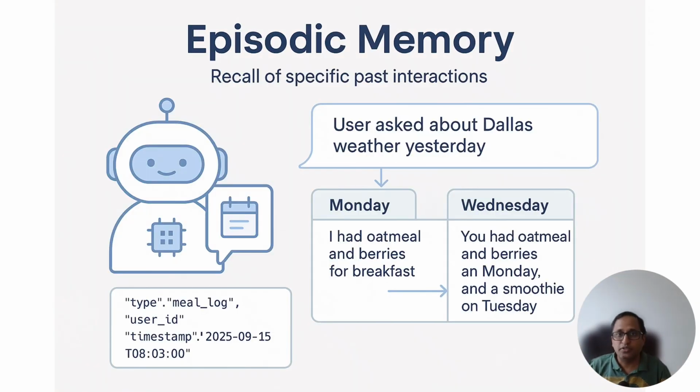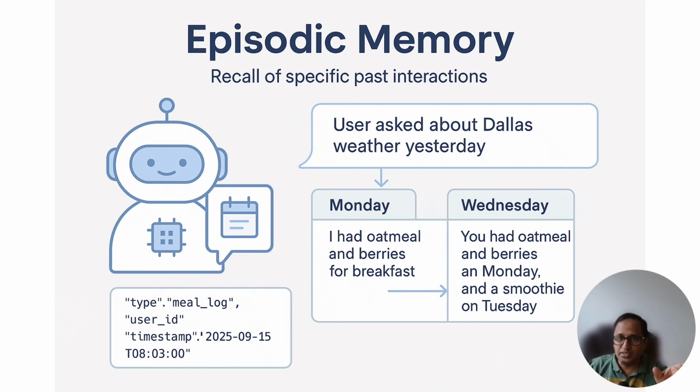Next, let's talk about episodic memory. We are also going to see a quick demo of this using ZEP. Just like humans, AI agents benefit from being able to recall specific past interactions, not just facts or skills, but actual episodes of what happened, when it happened, and who was involved. This kind of memory lets agents say, for example, you asked about Dallas weather yesterday, or maybe last week you told me you are a vegetarian. Should I keep that in mind for today's recipe?